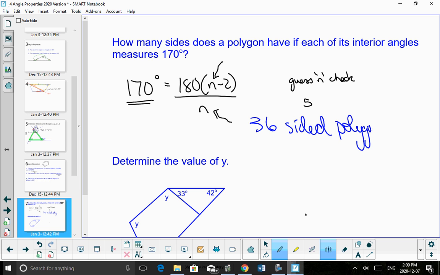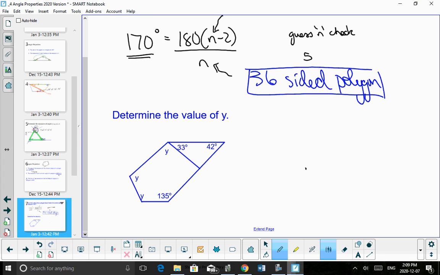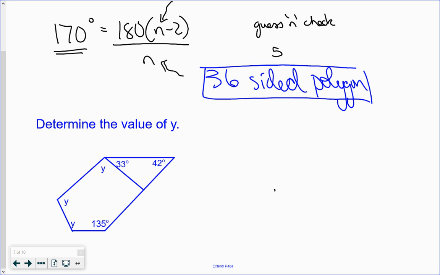Okay, so even though it does take a little while guessing and checking, honestly, it's the easiest way to go about those questions. So I have no idea what a 36-sided shape would look like, but I'm sure they exist. Okay, let's try this question. So it says, determine the value of y. So what I would do here, what would I do here?